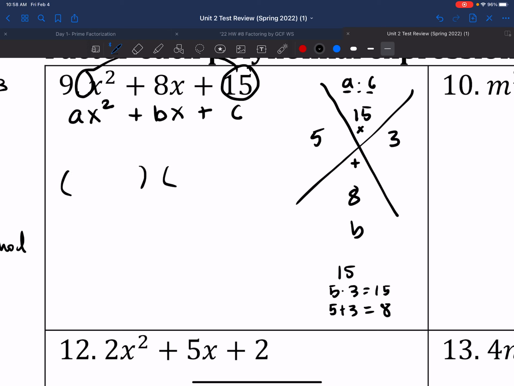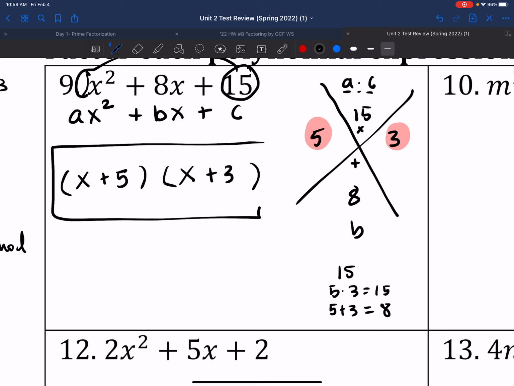So I need to have my parentheses just like this. And I'm like, okay, well, we know for sure that I'm dealing with the variable x, right? Because here's an x, so I need to put an x and an x here, right? x times x is x squared. So x here, x there. And then I'm going to go ahead and just, this is a 5, so I put plus 5 here. And this is a positive 3, so I put a plus 3 there. And this is my answer.